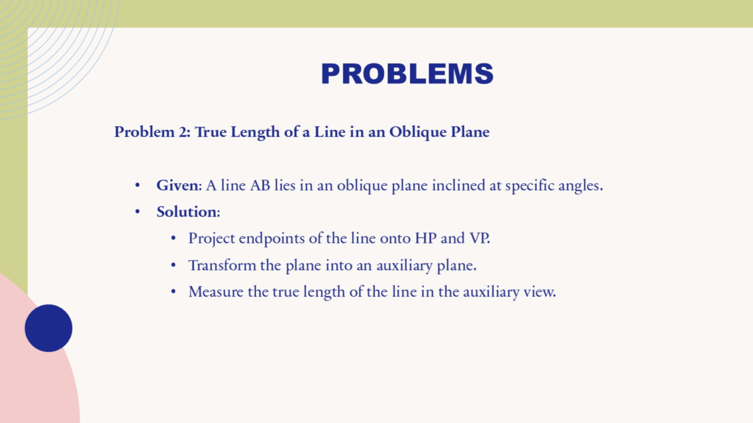Our next challenge involves determining the true length of a line in an oblique plane. We'll start by projecting the line's endpoints onto horizontal and vertical planes. Then, we'll transform the plane into an auxiliary plane for accurate measurement. This technique allows us to measure the true length of the line. Such methods are crucial in engineering design and technical visualization.